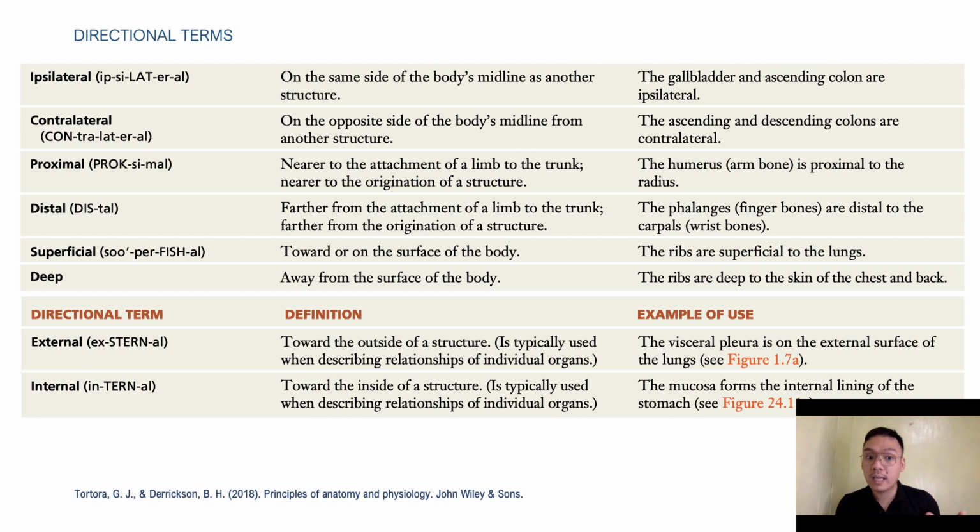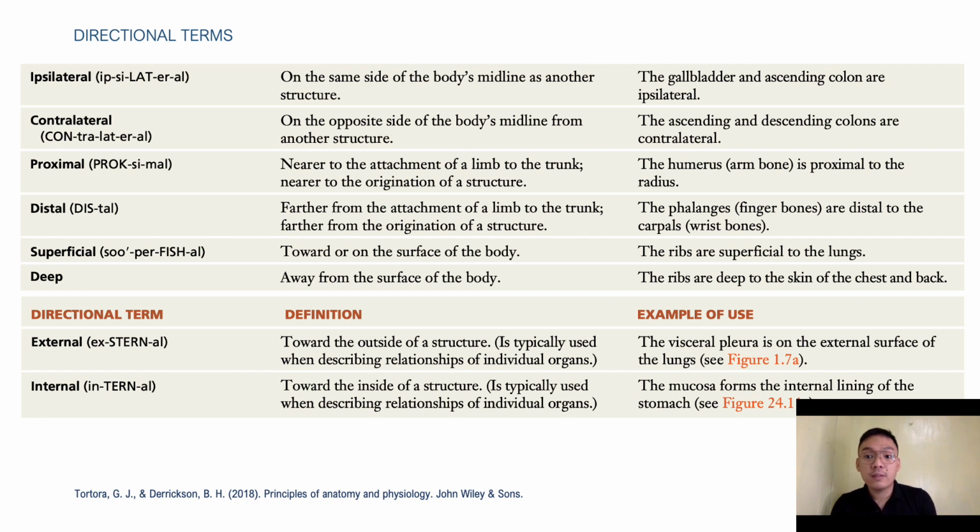Deep, it's away from the surface of the body. It's more on the inside. The ribs are deep to the skin of the chest and back. Some of the directional terms, like external, it's toward the outside of the structure. It's used when we describe the relationships of individual organs. Let's say, for example, your visceral pleura is on the external surface of your lungs. When you say internal, it's towards the inside of a structure. It's typically used when describing individual organs. Let's say the mucosa found in your stomach forms an internal lining.